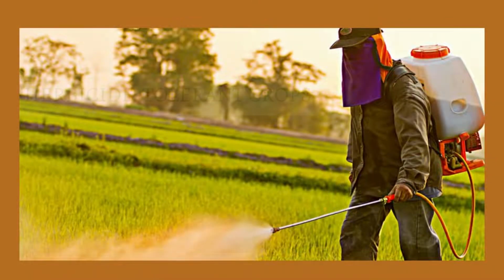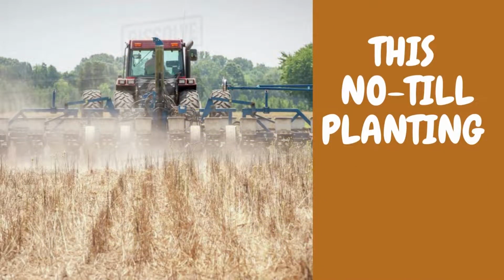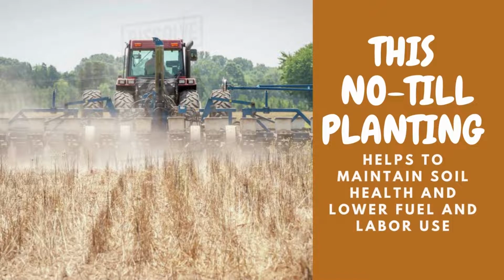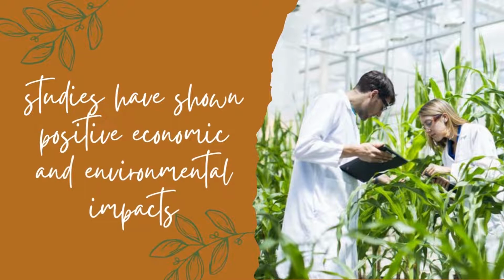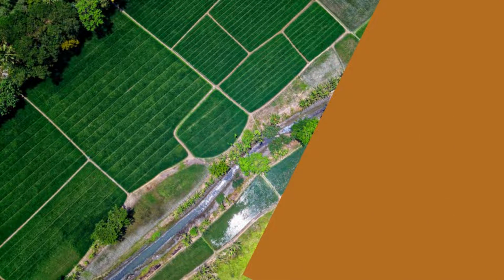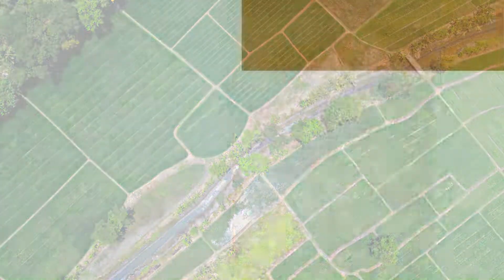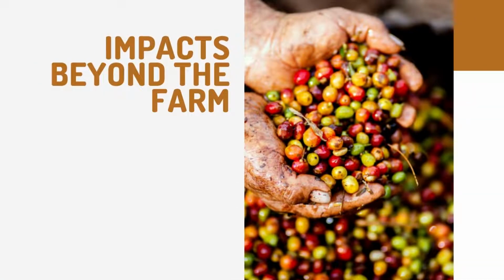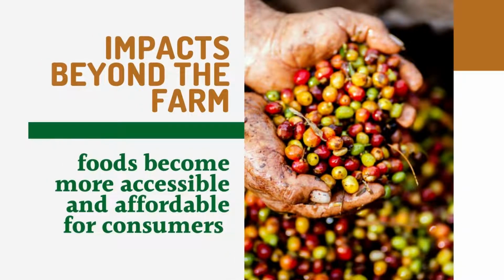When farmers use these herbicide-tolerant crops, they do not need to till the soil, which they normally do to get rid of weeds. This no-till planting helps to maintain soil health and lower fuel and labor use. Taken together now, studies have shown positive economic and environmental impacts. Now we are faced with the question of whether GMO crops have impacts beyond the farm. The most common GMO crops were developed to address the needs of the farmers, but in return, they can actually help foods become more accessible and affordable for consumers.